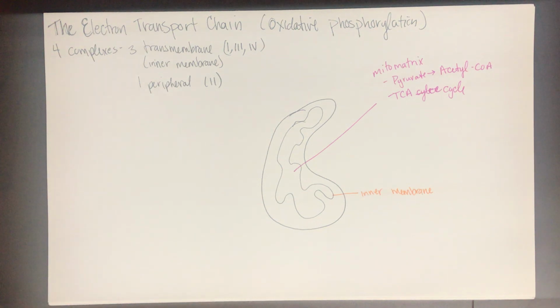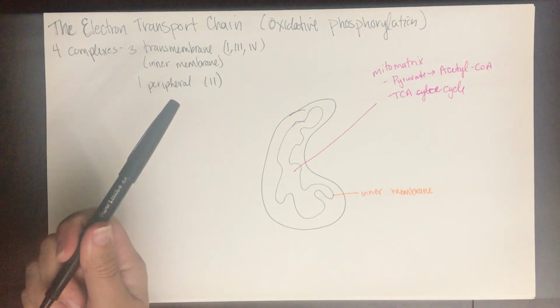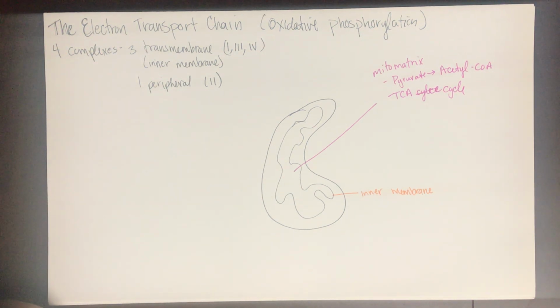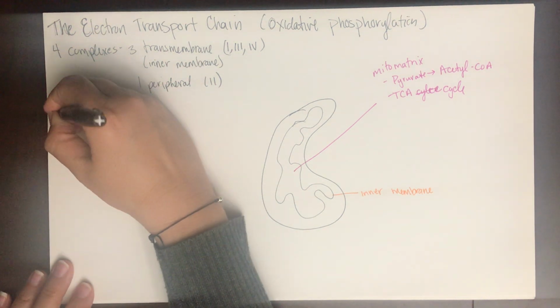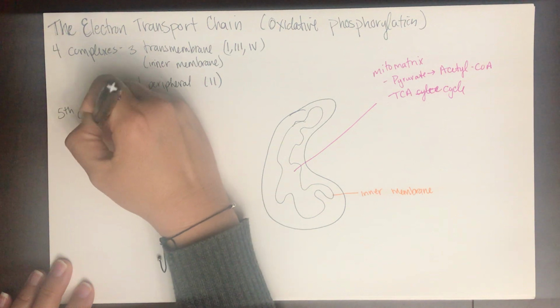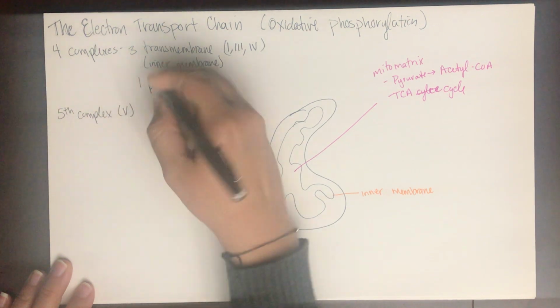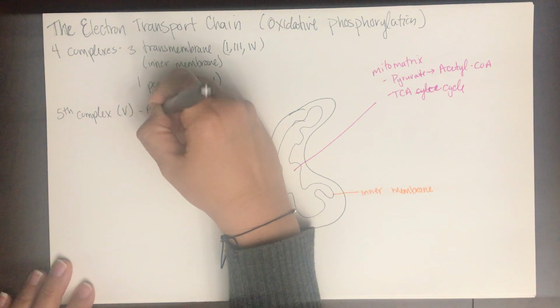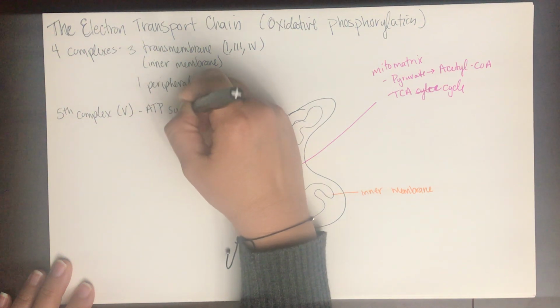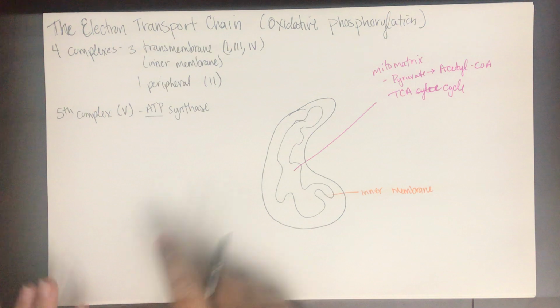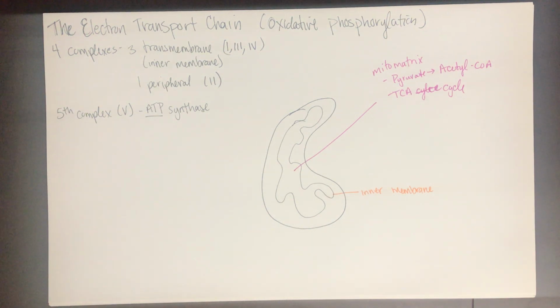A lot of drawings or images in textbooks won't even show complex 2, and that's fine. Some textbooks will also show a 5th complex. But that is really the enzyme ATP synthase. And we said, remember, we're going to make the majority of our ATP from this molecule of glucose in this whole process of cellular respiration. We're going to make it here in this step on the electron transport chain.